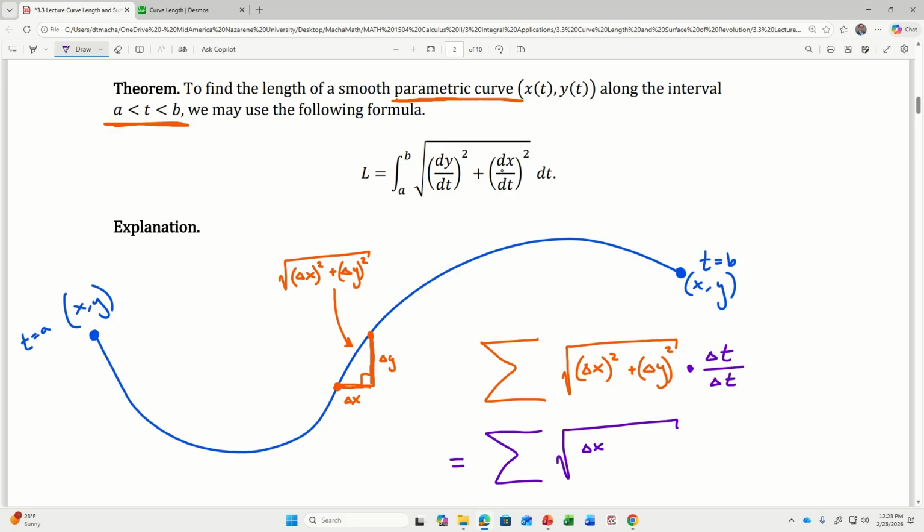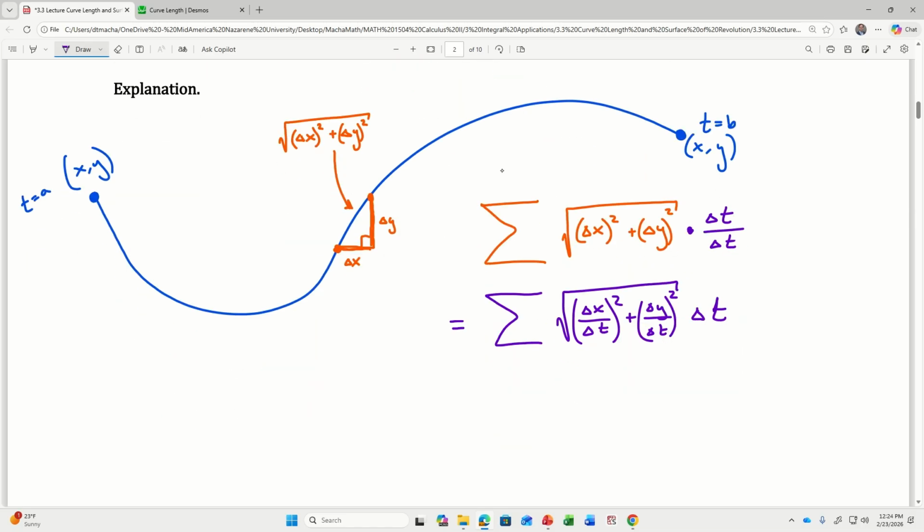into the square root. And when I do this, I can square the delta t because I'm taking the square root. So squaring it and then taking the square root is what you have to do to keep it balanced and everything. And so that's an approximation for the length of my curve.